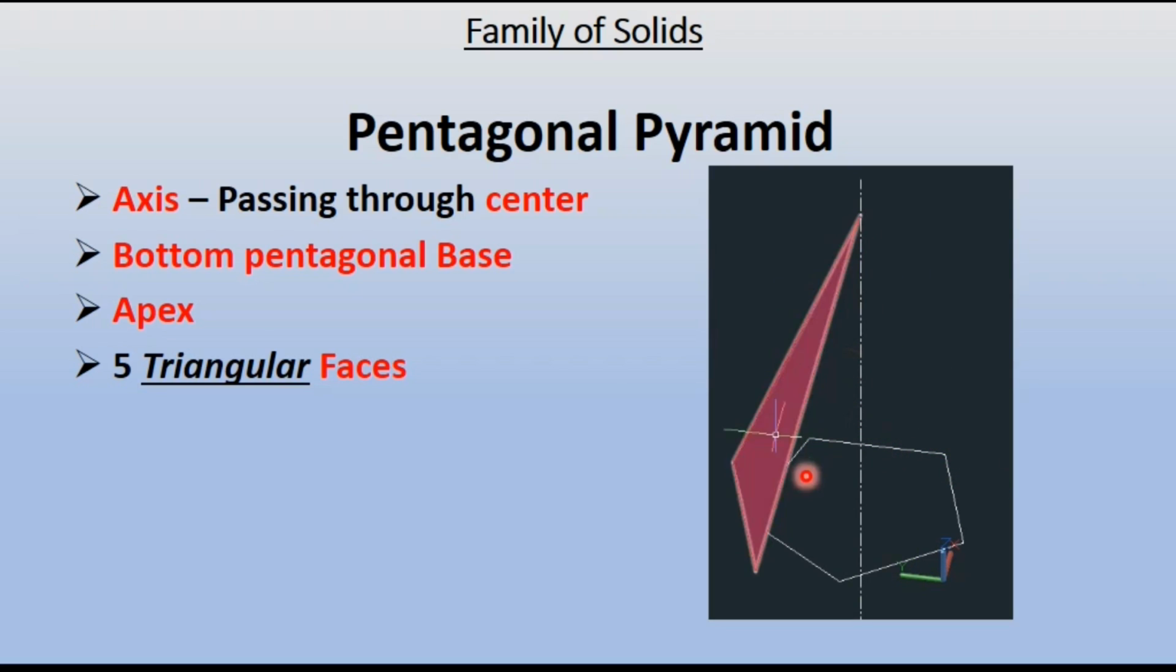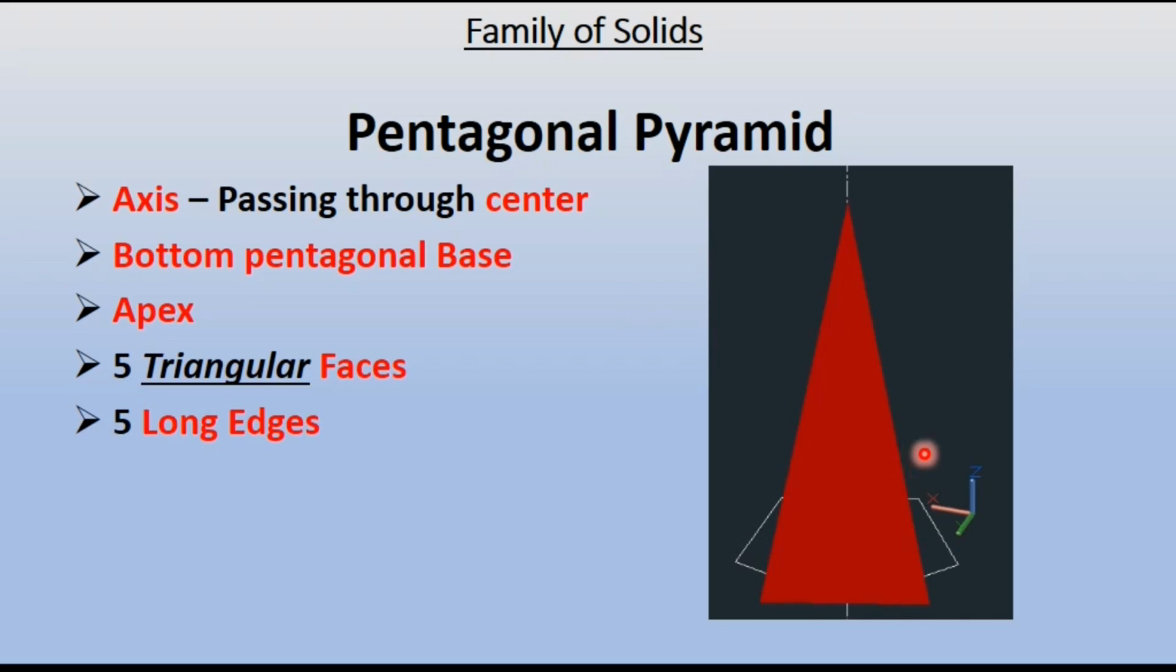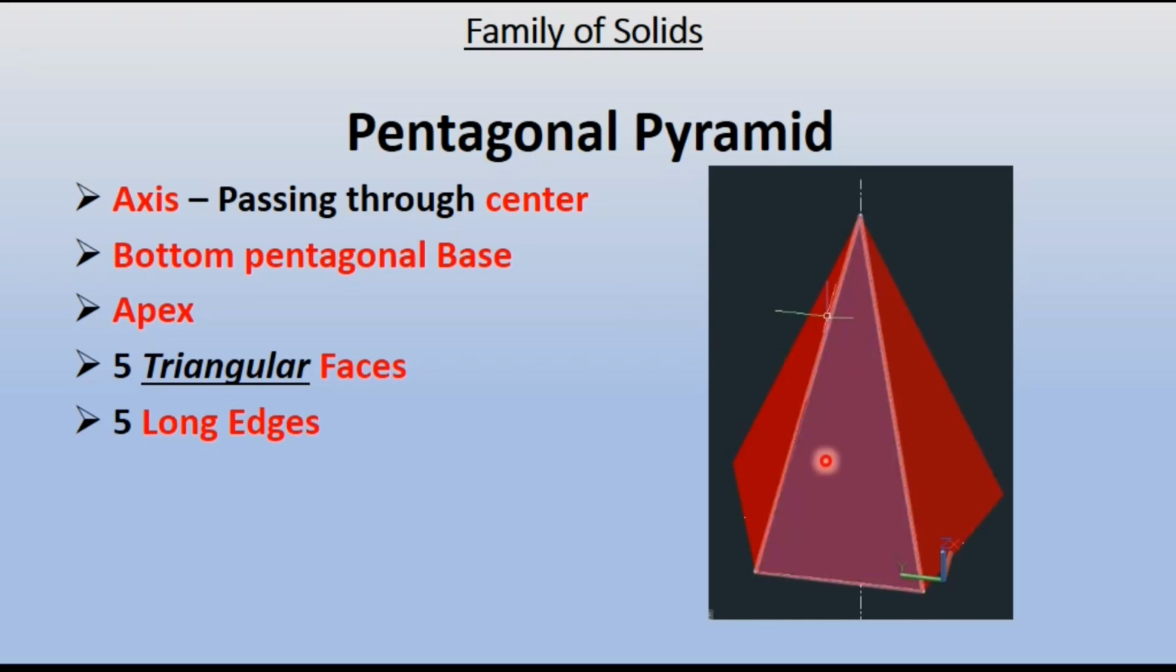Now I'll show you one of the faces here. This is one triangular face. By joining 5 such triangular faces, we will form the pentagonal pyramid. By joining these 5 triangular faces, we will have 5 longer edges, as you can see here.